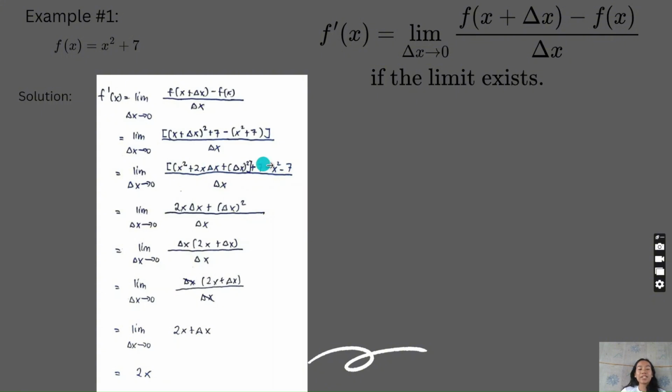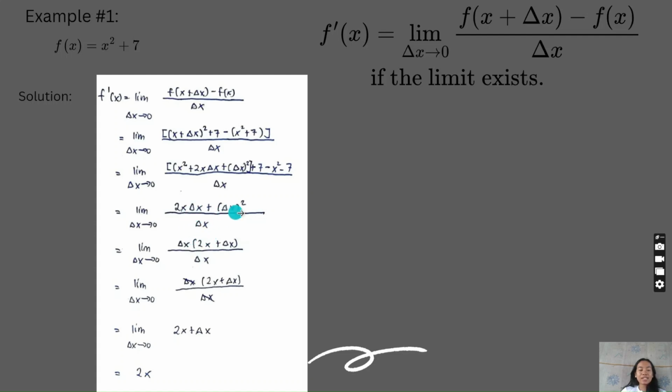So now, since we have just expanded it using our operations, what we need to do now is to simplify it. Since we see plus 7 minus 7, that is 0, so it will be cancelled. And then x squared minus x squared is 0, so it will be cancelled. So the remaining terms are 2x delta x plus delta x squared all over delta x.